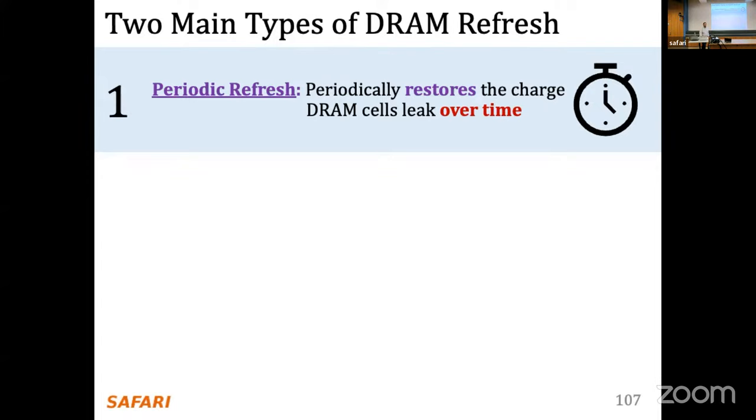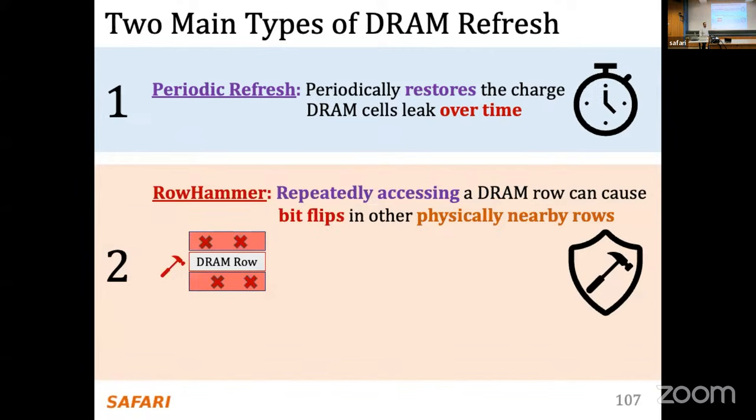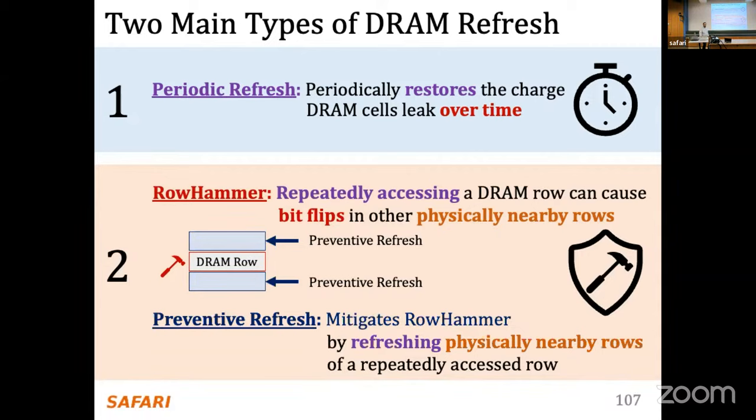And the other one is the one that we use as RowHammer mitigation. When we repeatedly access DRAM rows, we can observe bit flips in the physically nearby rows. To avoid that, we preventively refresh the victim rows, which we call preventive refresh.